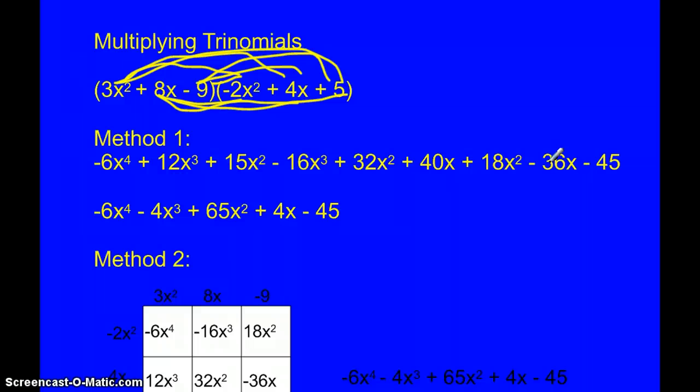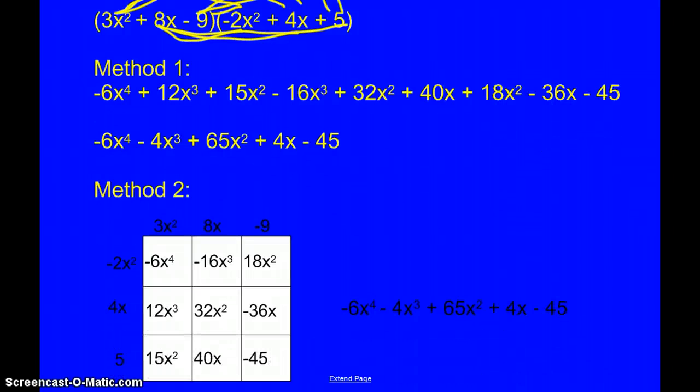And it will work. Once I get my distributed out answer, I can simply combine my like terms, put my x to the fourths together, my x to the thirds together, and my x squareds, my x's, and my numbers. And so this will work. This is something that a lot of people use. It works very, very well. I personally prefer the following method down here, method 2, where we're going to create a multiplication box.